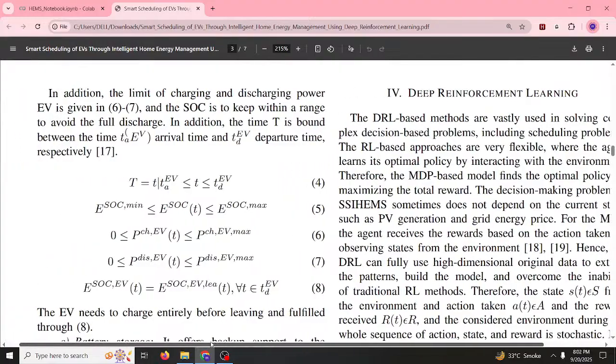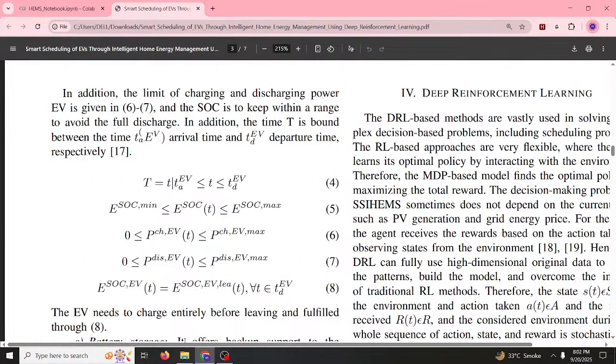So we define some constraints for charging the EV here. I will show you the equations, and I will show you the code related to these equations.